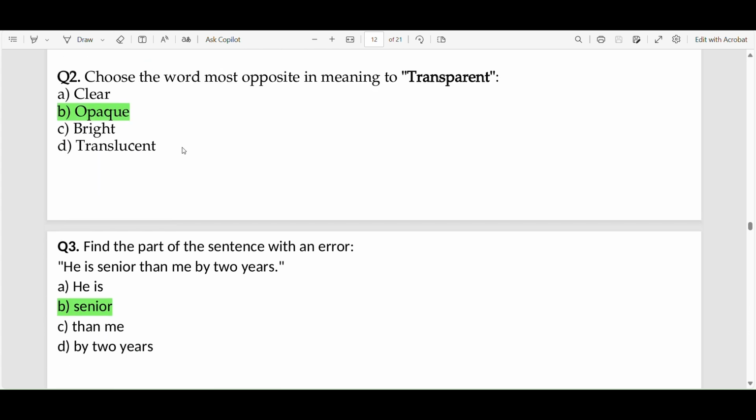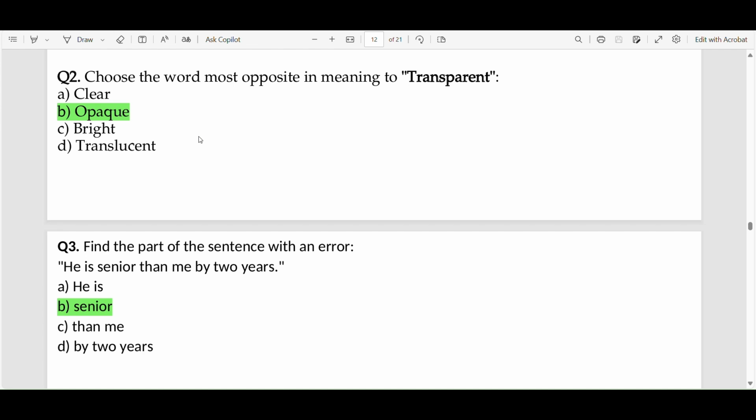And when you go to question number 2, choose the word most opposite in meaning to transparent. When you read it very fast, you will just see the word transparent, and when seeing the options you will directly mark clear, but no, you have to read each and every word in the question because it could be similar or opposite. Here we are having opposite in meaning, so the opposite of transparent would be opaque, right?